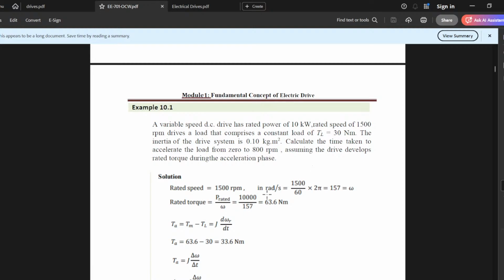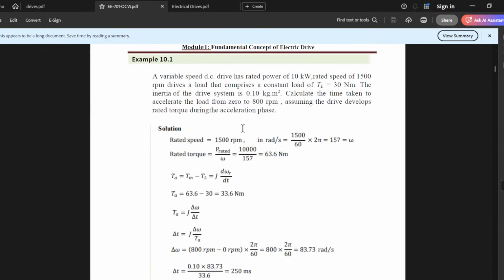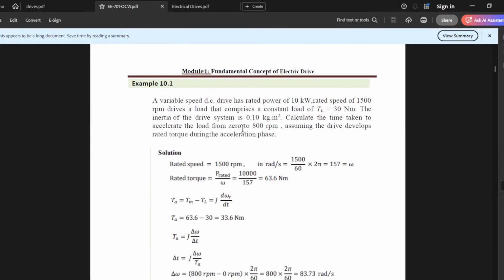Assuming the drive develops rated torque. Rated speed is given. We have to find it in radian per second, so divide by 60 and multiply by 2 pi. So 1500 by 60 times 2 pi, 25 times 2 pi, 50 pi.